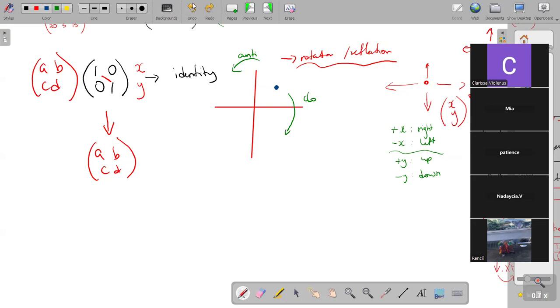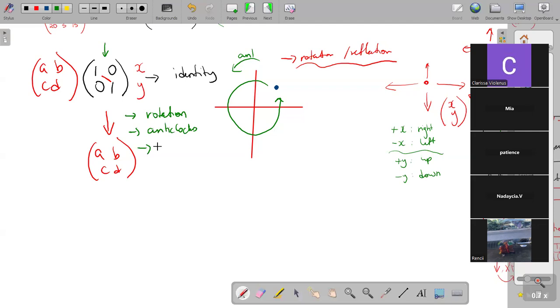So back to what I was saying now. If I do a rotation and I end up in the same position, that means that this matrix here describes a rotation, because they're going to ask you to describe it, that is anti-clockwise.